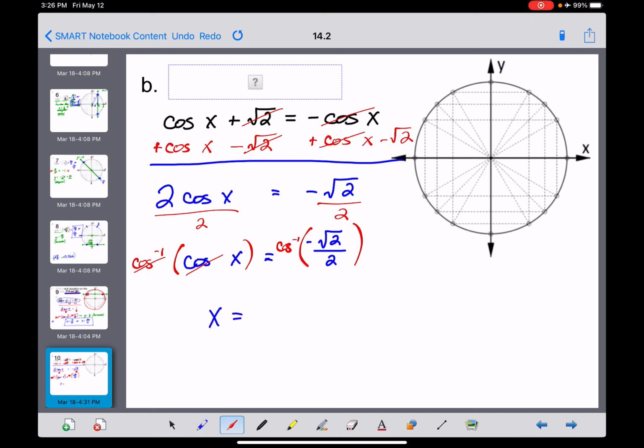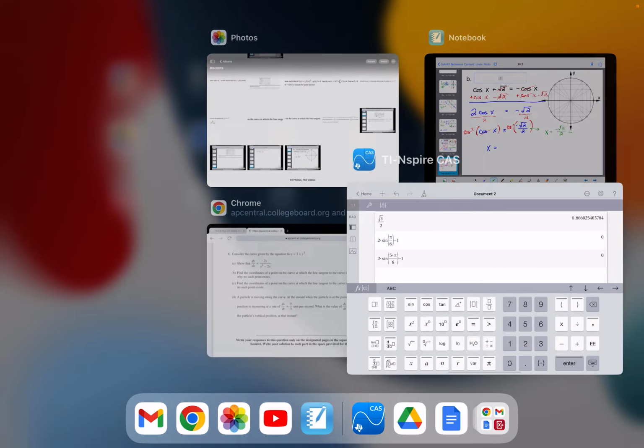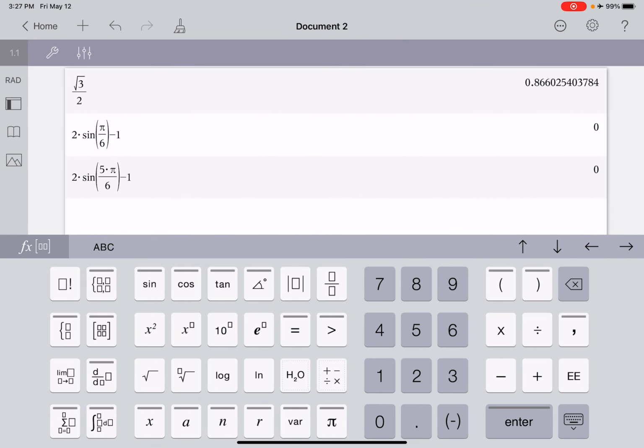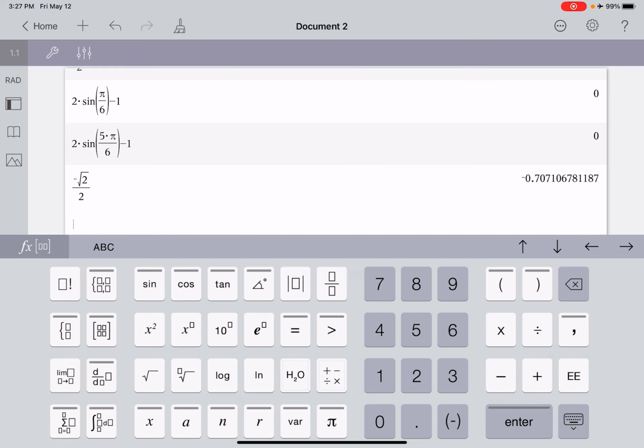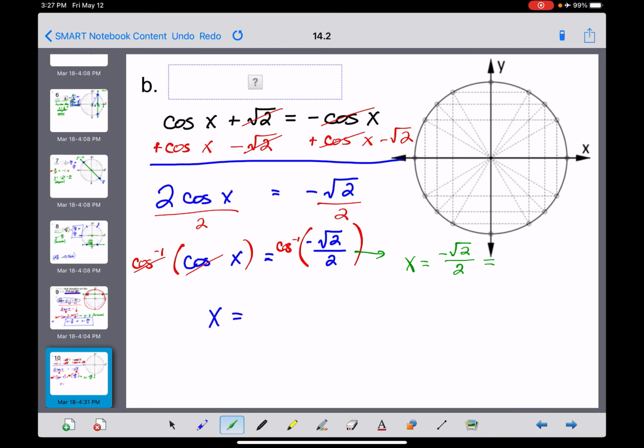All right, guys, and this is what we now need to graph. Remember, cosine is x, so we need to graph the line x equals negative root 2 over 2. Now, it would benefit us to probably know what that is as a decimal. So let me go to my calculator and type in negative square root of 2 divided by 2. And asking for that as a decimal, I get negative 0.707. All right, let me jot that down.